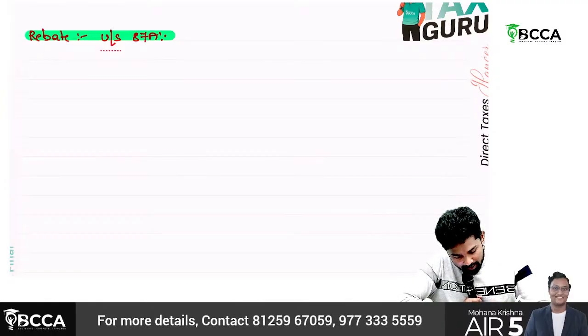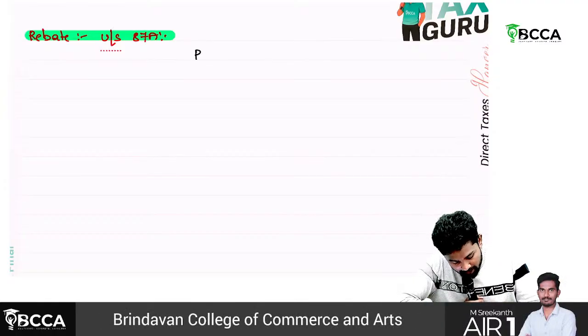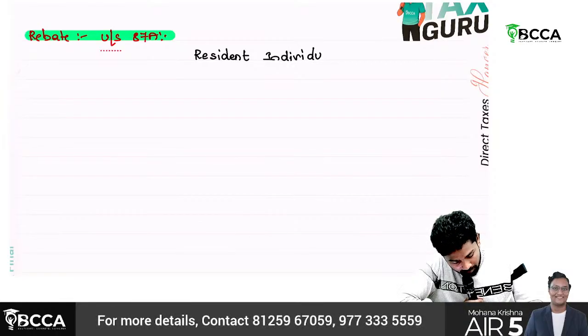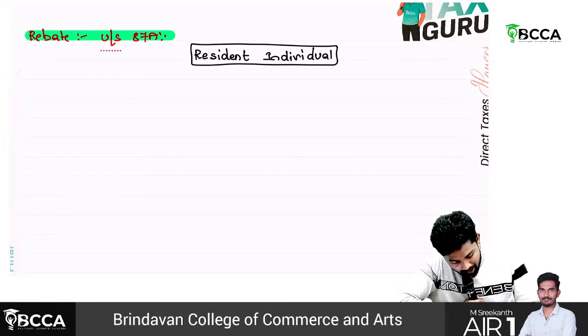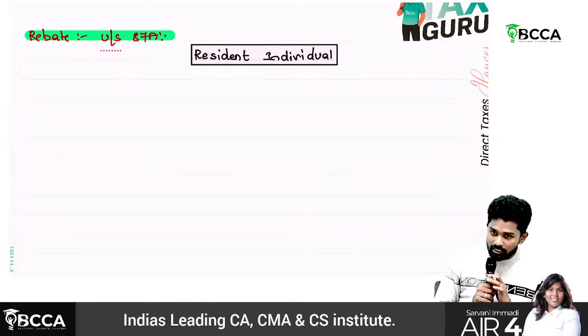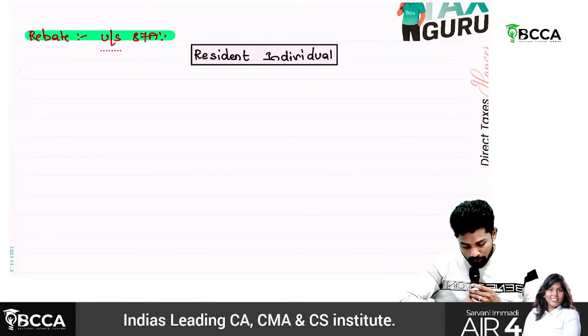Rebate under section 87A, resident individual. So rebate is applicable only to whom? Resident individual. Other than a resident individual, others will not get the rebate.